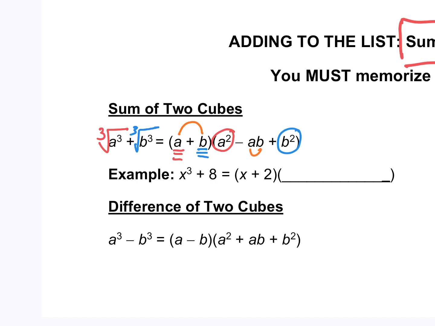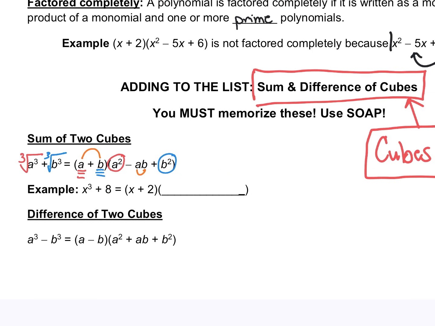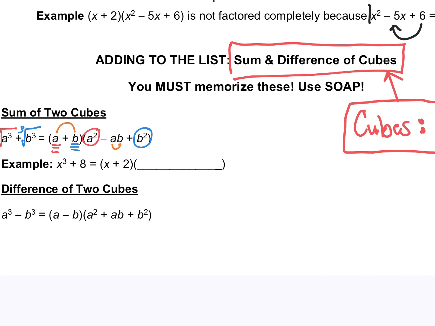Last little bit is, see this plus minus plus? There's a little mnemonic device I have to help you remember the signs, and I think I have it written here somewhere. It's called SOAP. So let's talk about SOAP real quick.